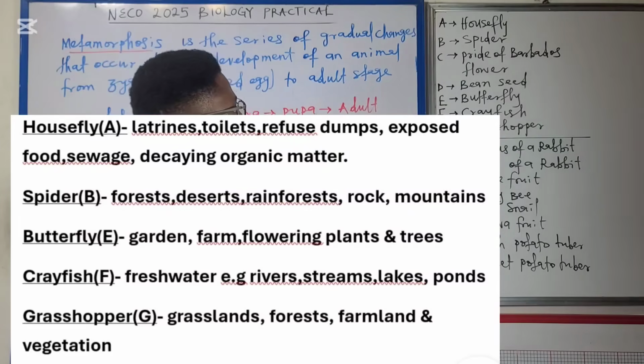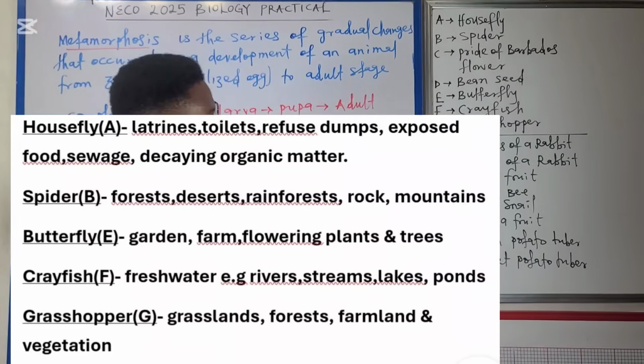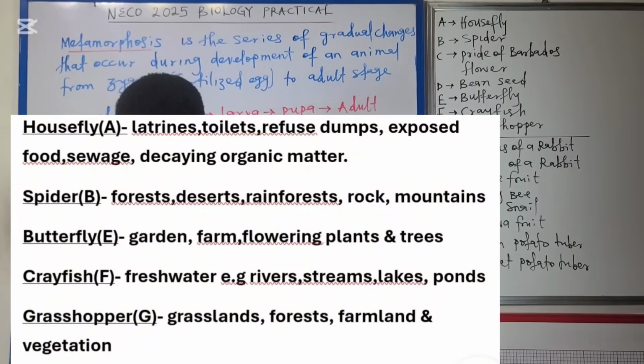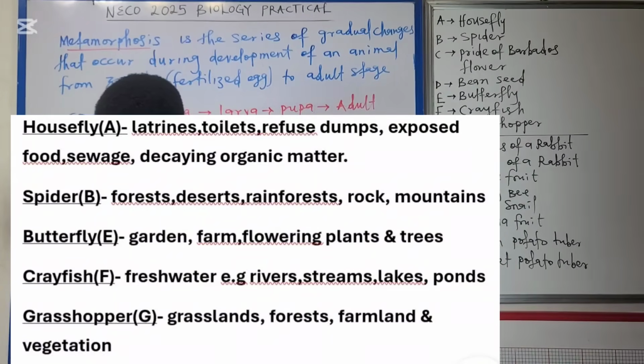We could also have specimen E, F, G to that. In what habitat can we have them? For specimen E, talking about the butterfly, we can have them in the garden, the farm, flowering plants, trees. When you talk about F, the crayfish, we have that in fresh water, like rivers, streams, lakes, ponds.